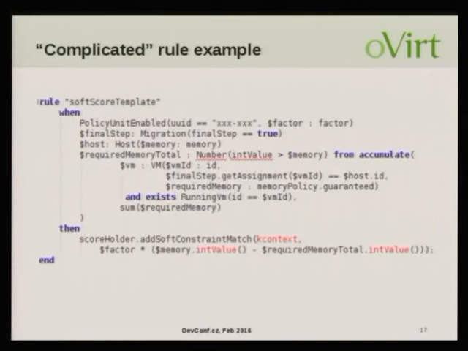So, and this is a complicated rule. You see it got a bit more dense. There is a collection in here, accumulate. It basically computes all the memory consumption of all the VMs from a single host, so we can check that there is enough space for a new VM. This is just an example. It's actually simplified. It's a bit more complicated now. So you see, it's still not that hard to read, but it can get a bit more complicated. It's still not Java, though.